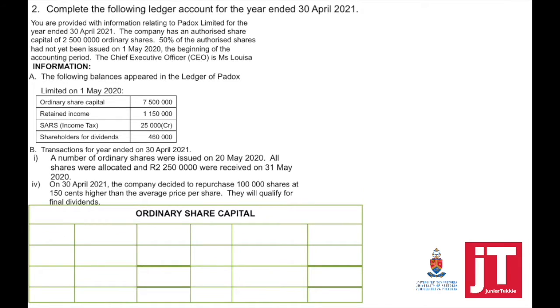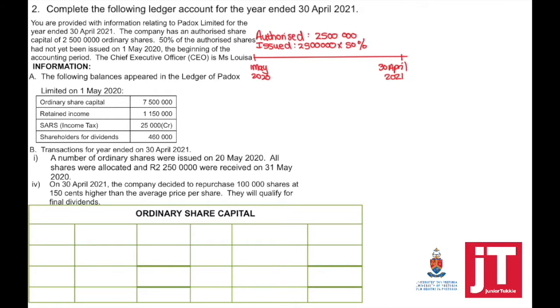Question 2, complete the following ledger accounts for the year ended 30 April. So we need to complete ledger accounts. You are provided with information relating to Paddocks Limited for the year ended 30 April 2021. The company has an authorized share capital maximum of 2.5 million ordinary shares. 50% of the authorized shares has not yet been issued on the 1st of May 2020, which is the beginning of the accounting period. The Chief Executive Officer is Ms. Louisa. So where do we start? We start by filling in the information which we've got. So I'm going to start with the opening balance.